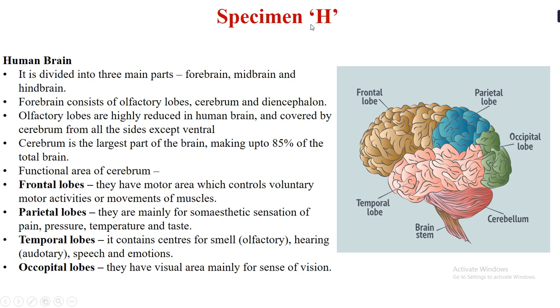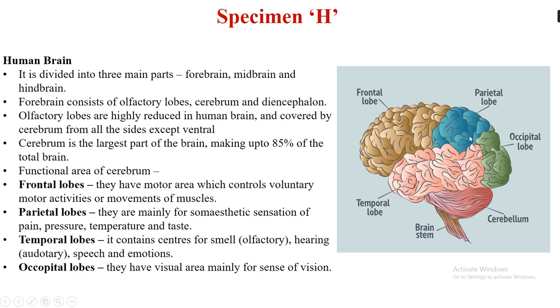Next, coming to specimen H. Specimen H is again having only one specimen, that is the human brain. Now, the human brain is divided into three main parts: the forebrain, the midbrain, and the hindbrain. The forebrain consists of the olfactory lobes, the cerebrum, and the diencephalon.